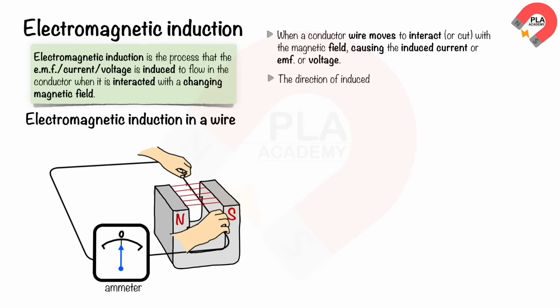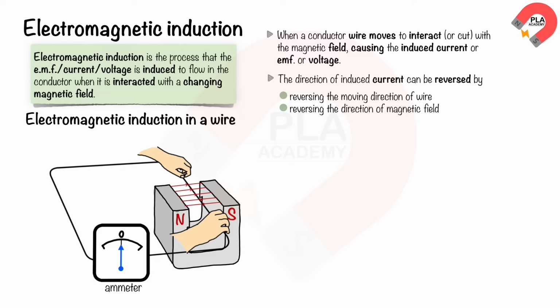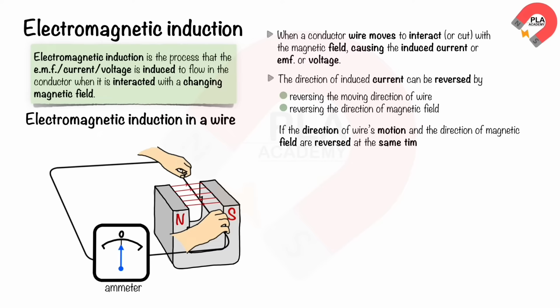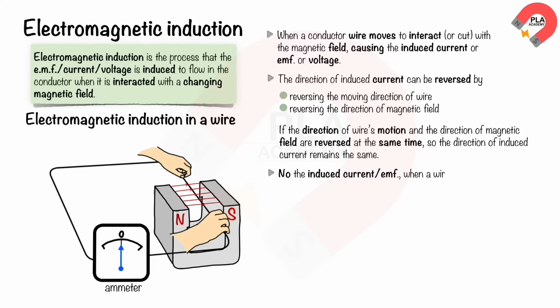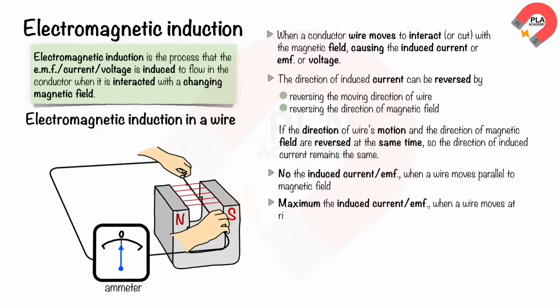The direction of induced current can be reversed by reversing the moving direction of the wire or reversing the direction of the magnetic field. If the moving direction of the wire and the direction of the magnetic field are reversed at the same time, the direction of induced current remains the same. There is no induced current when the wire moves parallel to the magnetic field. Maximum induced current occurs when the wire moves to interact at a right angle to the magnetic field.